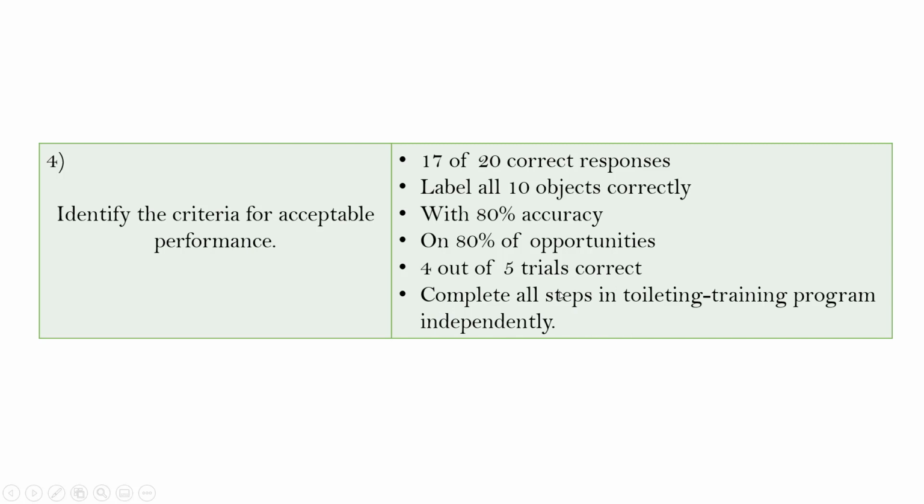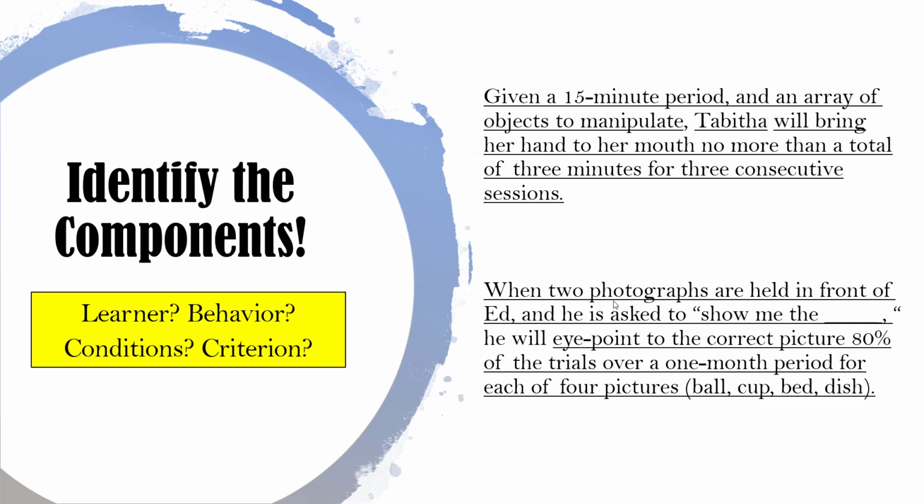You might be doing steps in a toilet training program. So maybe the child has to complete all steps in the program independently over 2 consecutive days or something like that. So this tells you from your measurement system how many responses they need to get correctly for you to say that they have mastered that objective and you can move on to the next one.